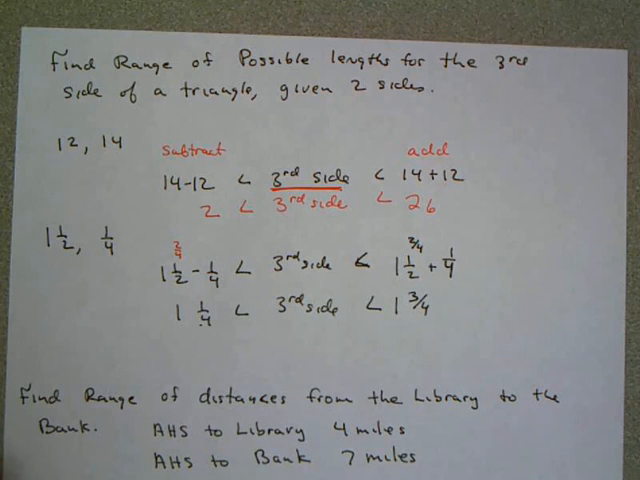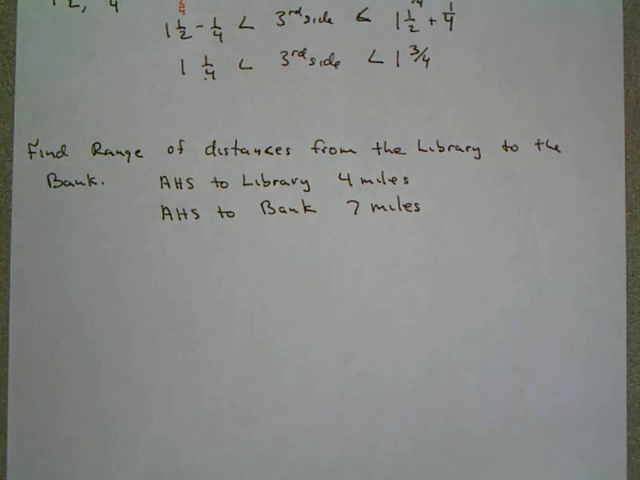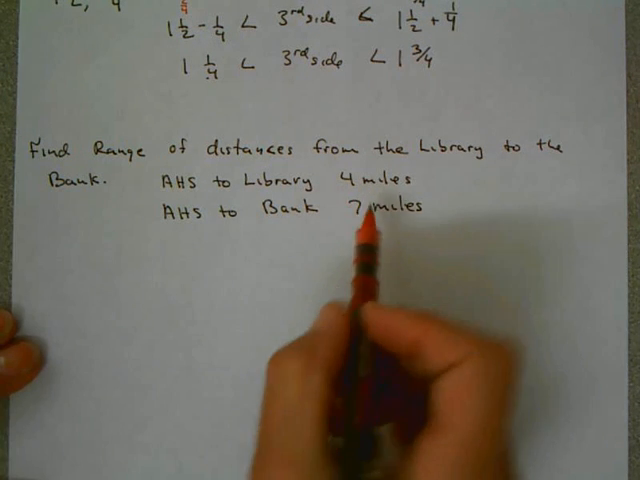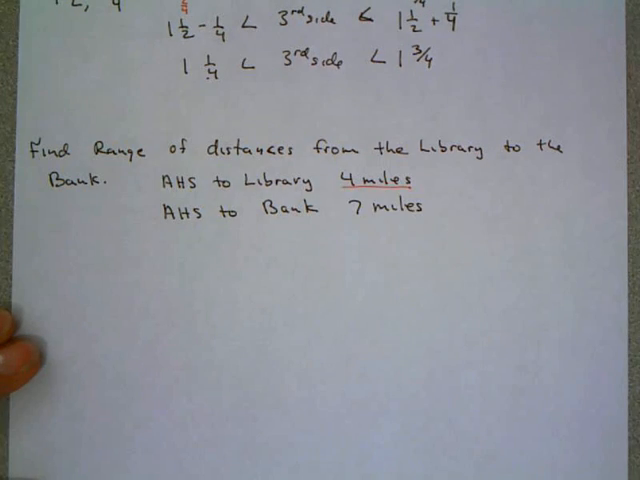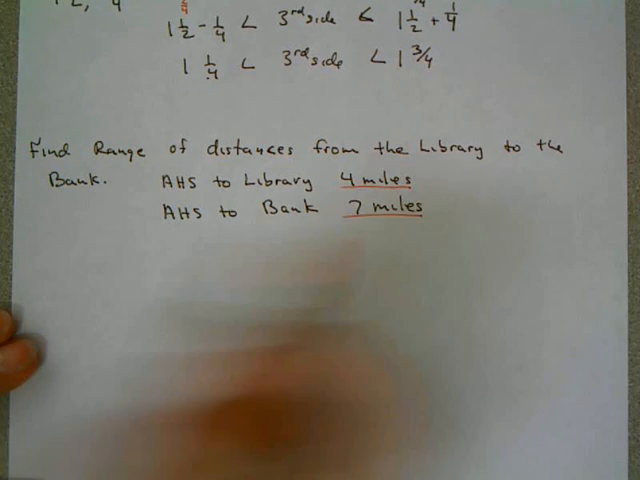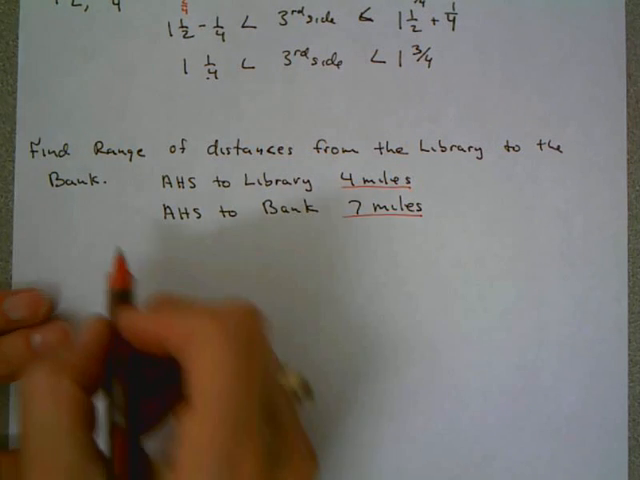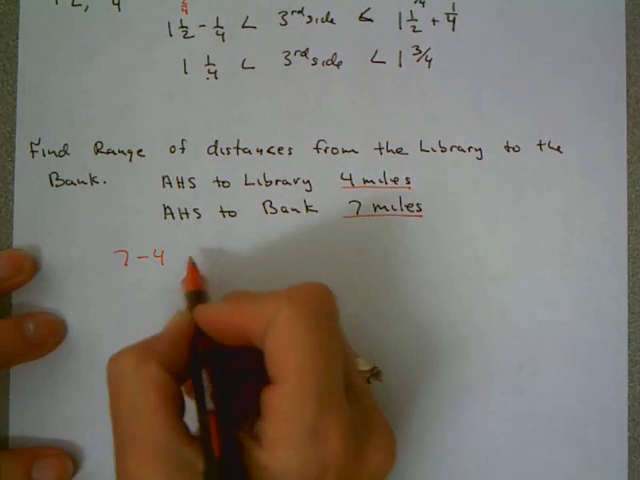Now, when you look at maps, you can kind of use the same exact process. You might get a location question. Find the range of distances from the library to the bank. Well, if you go from the high school to the library, it's 4 miles. And if you go from the high school to the bank, it's about 7 miles. So what's the possible distances from the library to the bank? Well, all you do is 7 minus 4 and 7 plus 4. And that's going to be our distance.